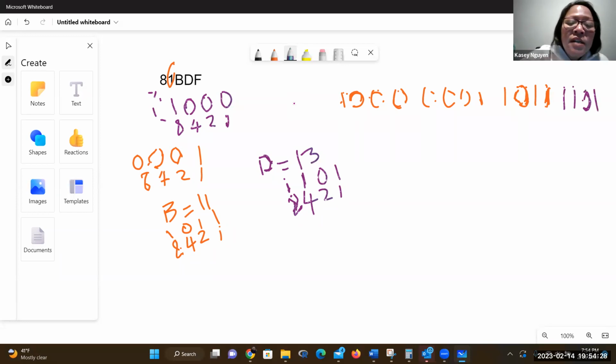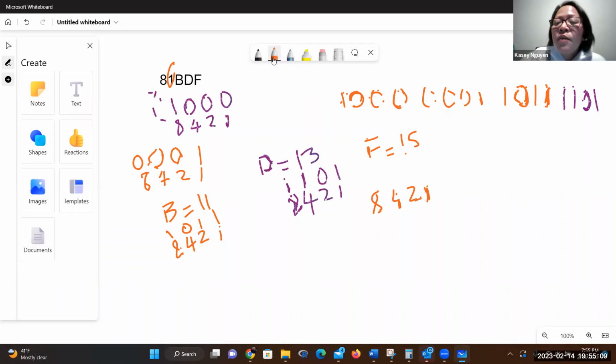And then we continue to the F. So if D is 13, E is 14, and F is 15. I always remember F is the last one in the hex. So that's going to be 15. Okay, so 15 for F. So we know that it's going to be the scale again, 1, 2, 4, and 8.